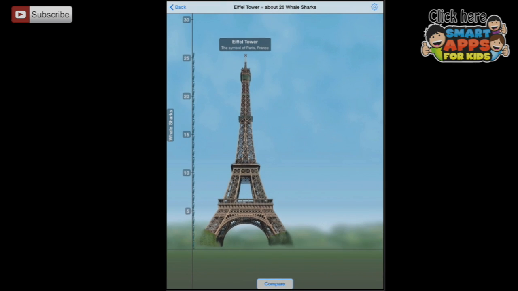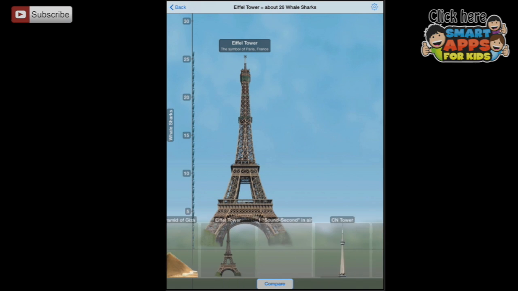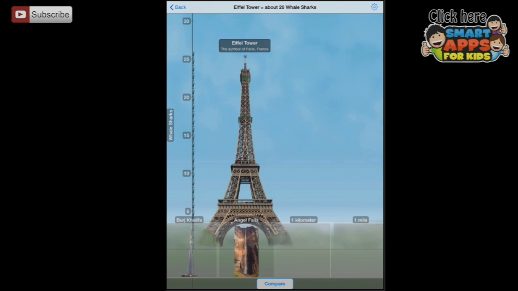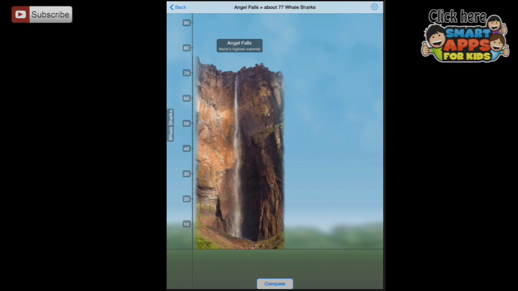The Eiffel Tower. Eiffel Tower equals about 26 whale sharks. It's starting to make those whale sharks look pretty small. Let's go back. And now we're starting to get ridiculous because we're starting to work into kilometres. Let's have a look at Angel Falls. Angel Falls equals about 77 whale sharks. That's a lot of whale sharks.